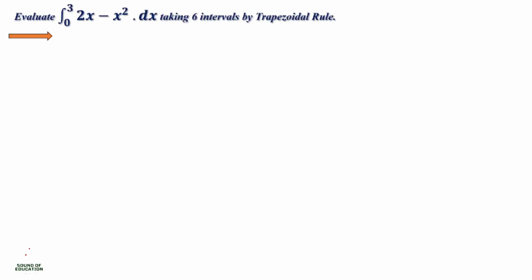So here this is the numerical. Evaluate the integration from 0 to 3 of 2x minus x square dx, taking 6 intervals, by trapezoidal rule.